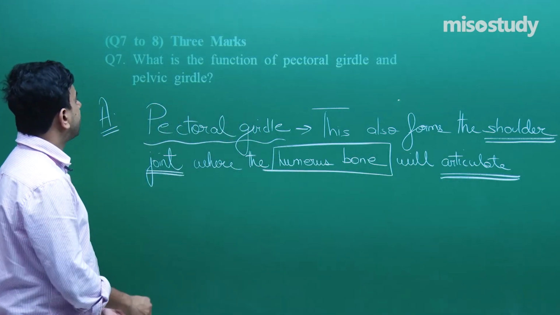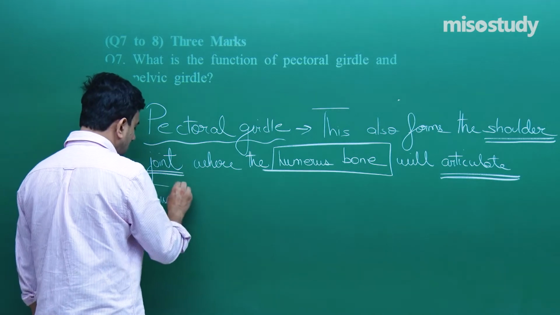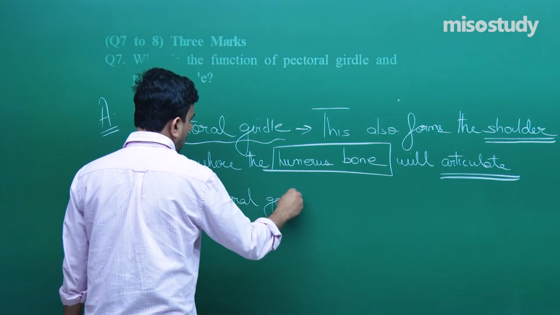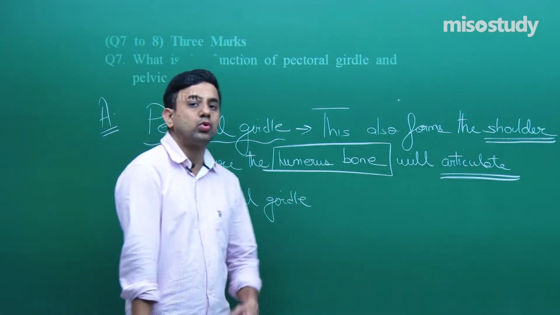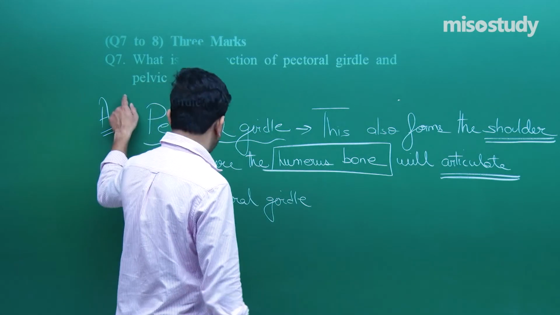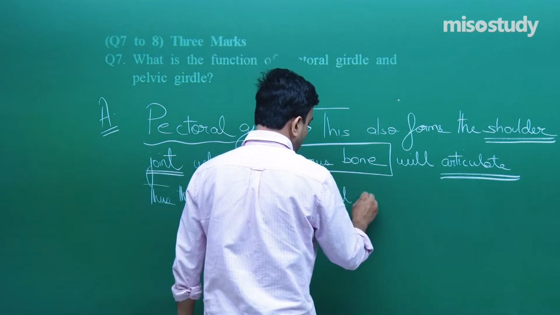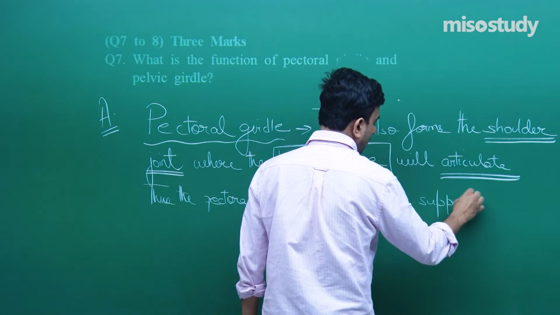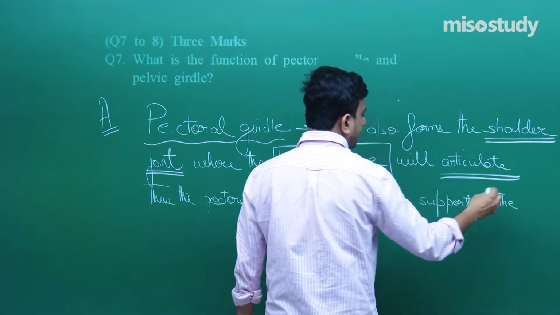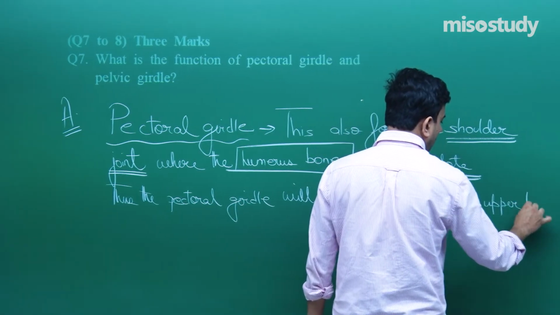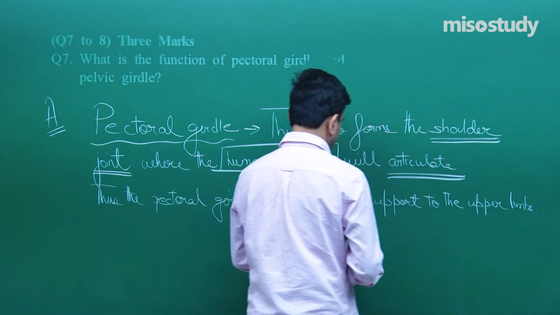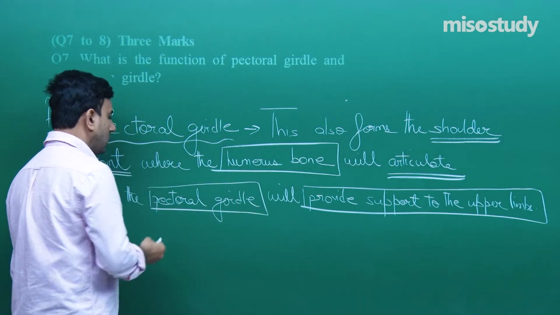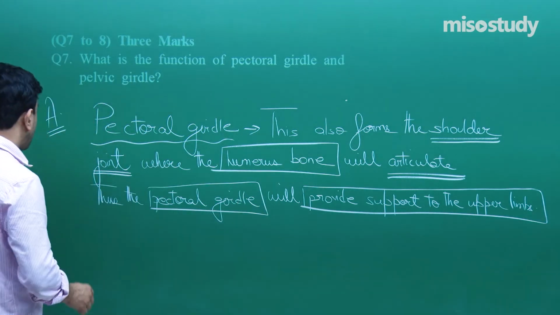And what is the function? The pectoral girdle provides support to the upper limbs. Thus, the pectoral girdle will provide support to the upper limbs.